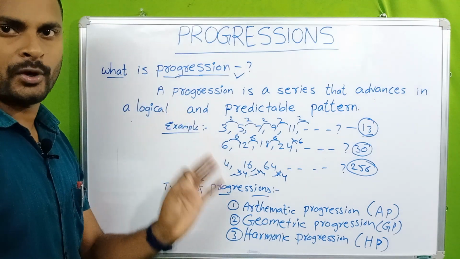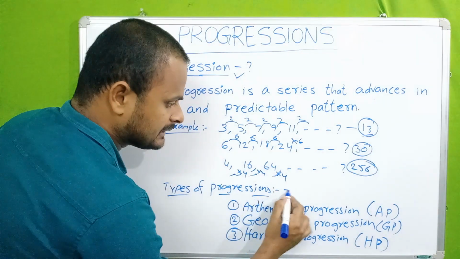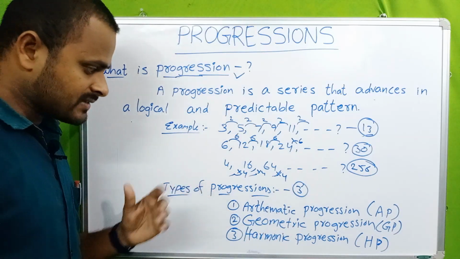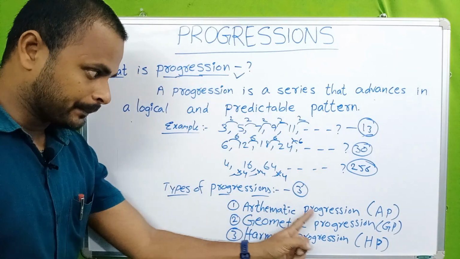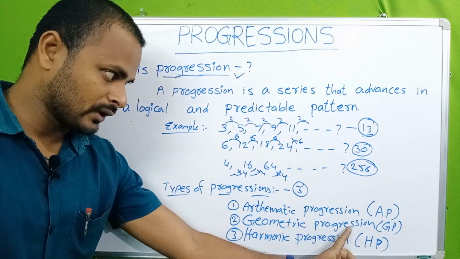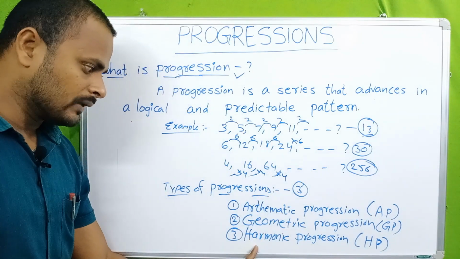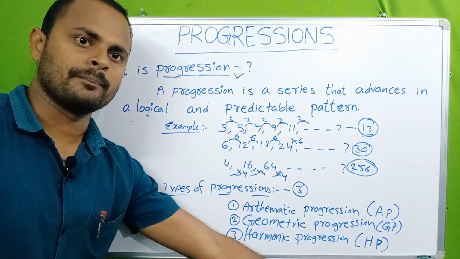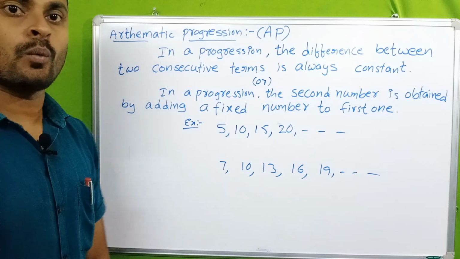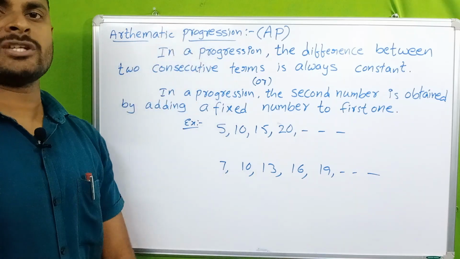How many types of progressions are there? There are 3 types of progressions. One is arithmetic progression, AP. The second one is geometric progression, GP. And the third one is harmonic progression, HP. First, arithmetic progression. So what is arithmetic progression?